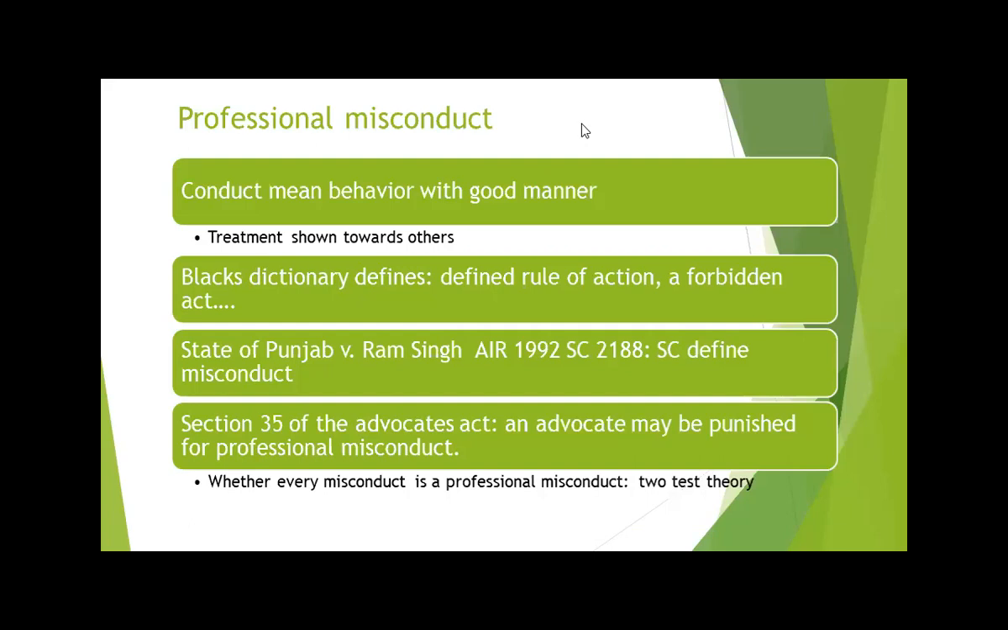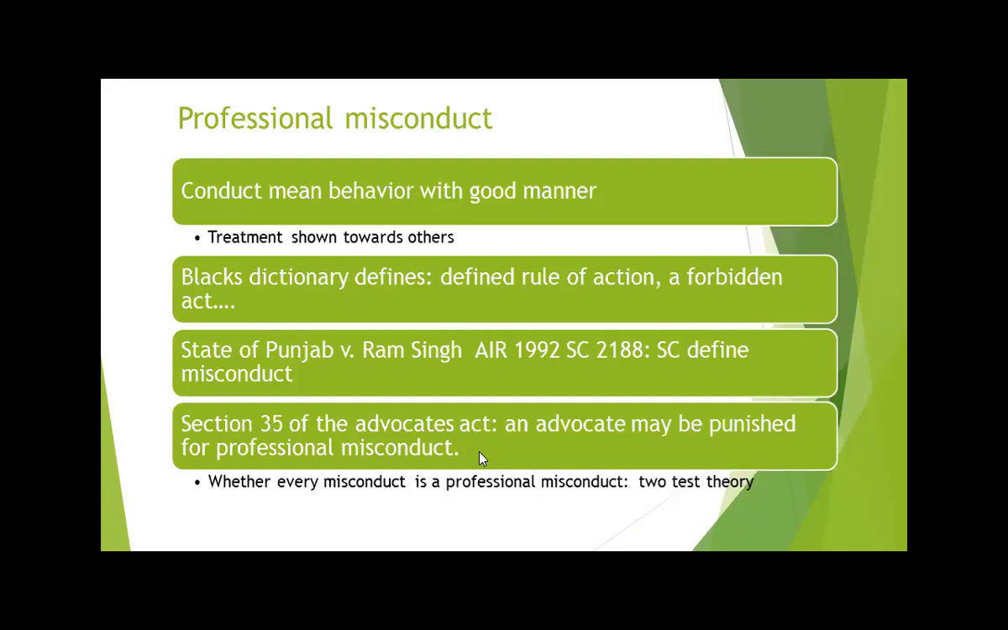We have Section 35 of the Advocates Act, which says an advocate may be punished for professional misconduct. This section does not specifically say what can be professional misconduct. I read this section: the Advocates Act makes it clear that an advocate may be punished for professional or other misconduct. Misconduct or professional misconduct is nowhere defined in Section 35, but Section 35 empowers the Bar Council and the State Bar Council that if there is a proven professional misconduct, then both of the councils have the right to punish that particular person.